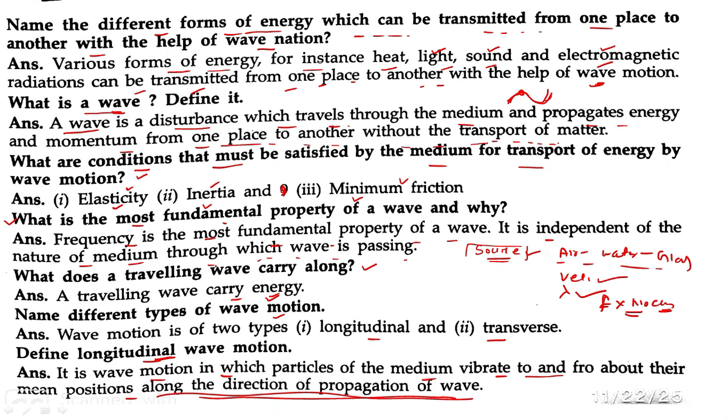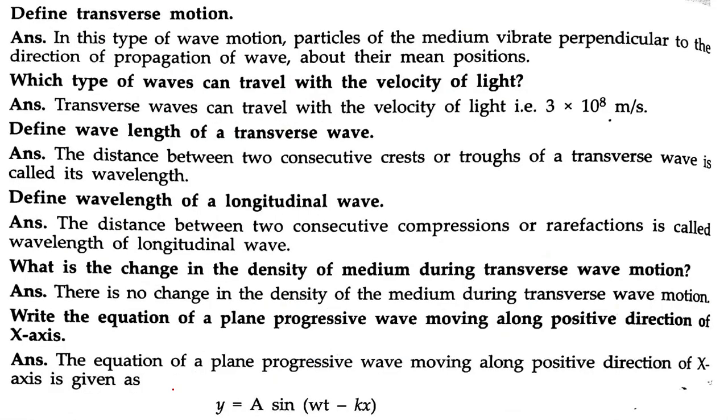Examples are sound wave and spring wave. So in case of longitudinal wave motion, there are compressions and rarefactions, but in case of transverse wave, there are crests and troughs. Clear? Now define transverse motion.